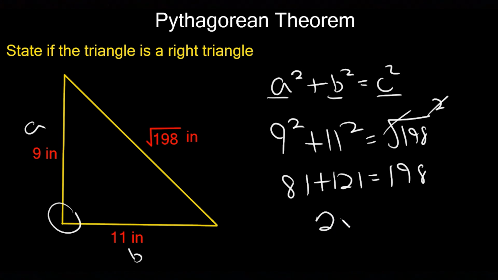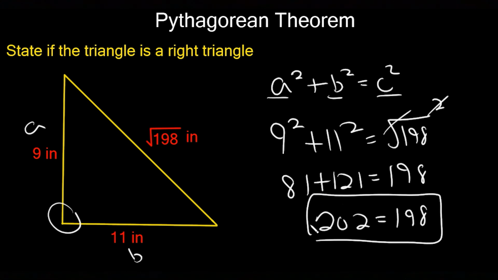So I get 202 is equal to 198. So you have a false statement here. What do you think that's telling you? Well, I have a false statement. That means that no, this is not a right triangle because when I did Pythagorean Theorem, it did not check out, right? If it was a right triangle, this statement right here would be true, okay? But unfortunately, here it is not true, meaning no, this is not a right triangle. All right, so we're just going to put no here, okay?